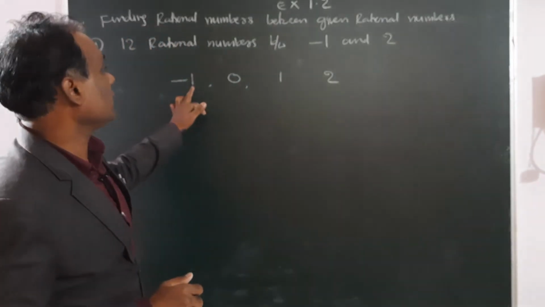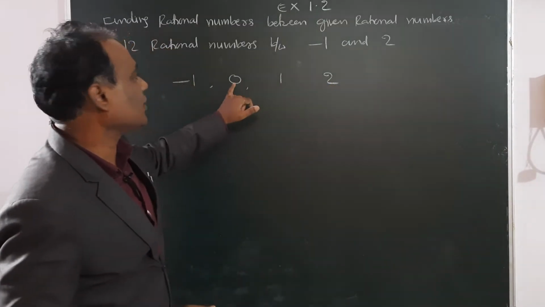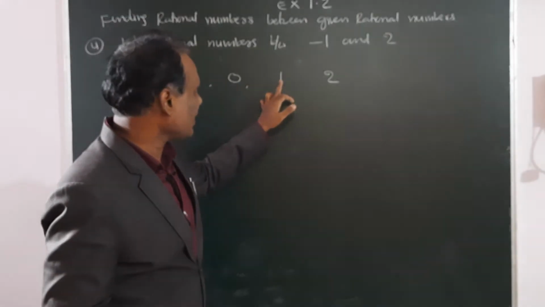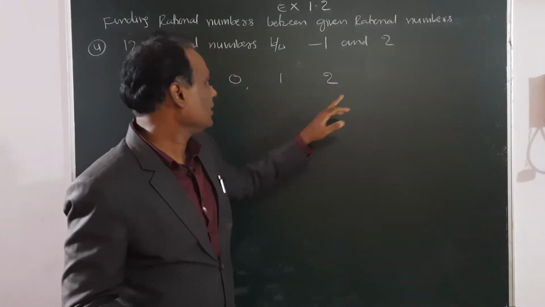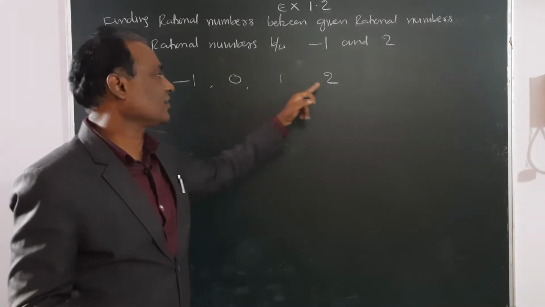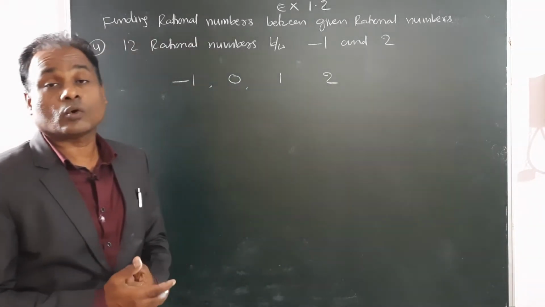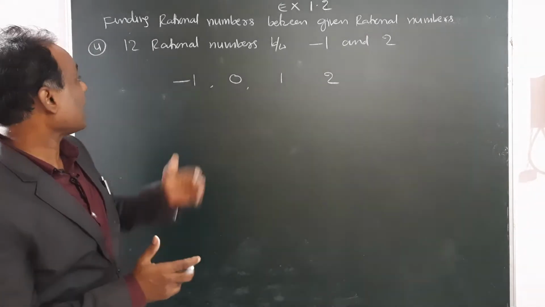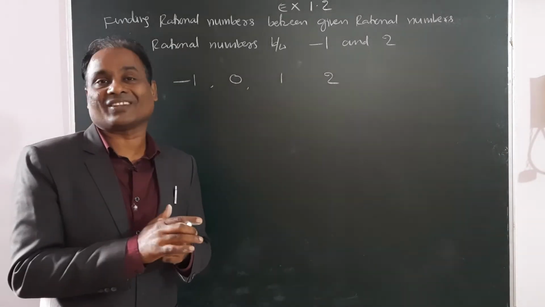So integers means between -1 and 2 there will be only two numbers. After -1 there will be 0, after 0 there will be 1, after 1 there will be 2. So we will get two numbers between -1 and 2. But here the question is we have to write 12 numbers, and that too rational numbers, which means you can take fractions also.